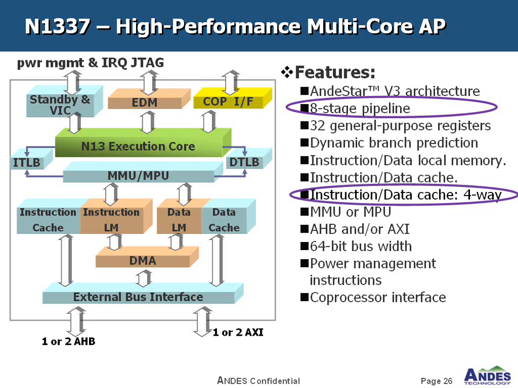The cache way is the key point for cache performance. N13 can also run Linux. It also has an MMU. The other is N13 has XI. It is a high-speed bus interface. It can support 32 or 64 bus widths.